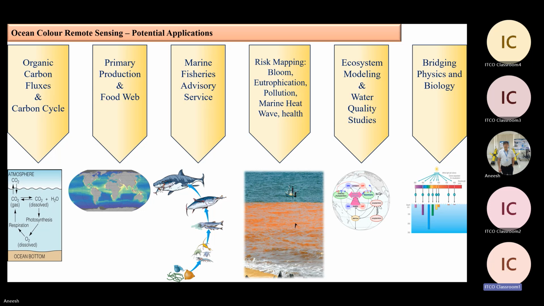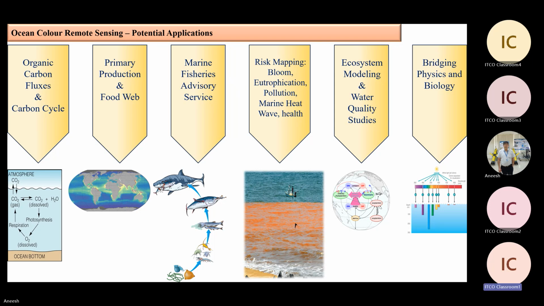And if you can estimate the rate of the uptake, you can estimate the carbon fluxes. Primary productivity, of course, and the food web also depend on the phytoplankton. We can also estimate what light is available, through remote sensing. Marine fishery advisory services, which is the next step to productivity, is also an operational service which INCOIS gives to all fishermen on a daily basis.